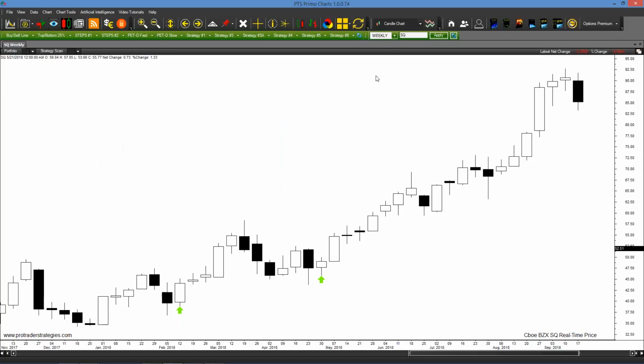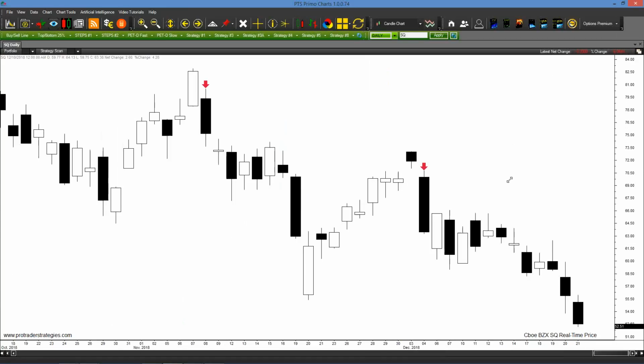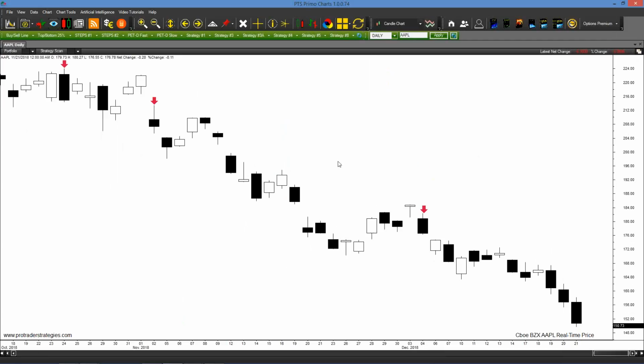I'll punch up Apple for you right here. Let's look at a daily chart. We had some great sell signals as of lately in Apple. Let's look at the stock. You simply punch it up, hit apply, and it automatically appears. Look at these great sell signals we had in Apple, okay?